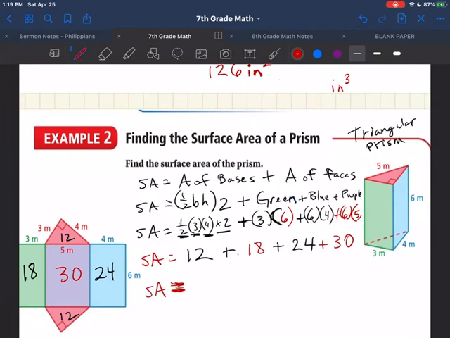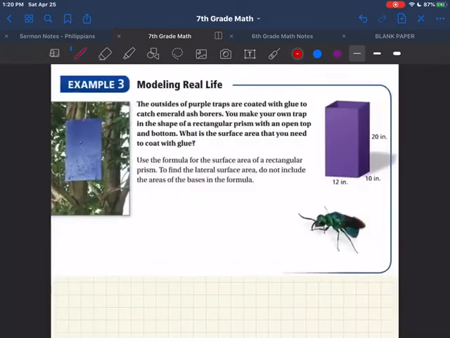Okay, so adding all these up, let's hope we get the right answer. We have 12 plus 18 plus 24 plus 30 equals 84. That is correct. 84 meters squared. Remember, for area, units are squared. All right, moving on.